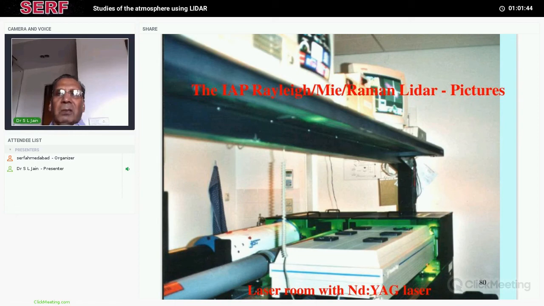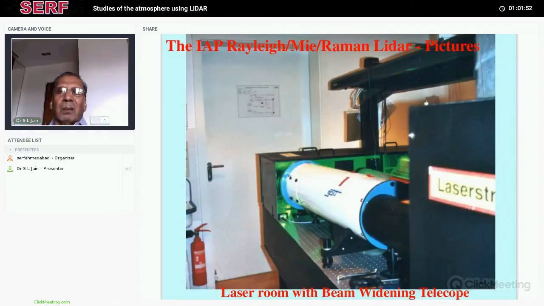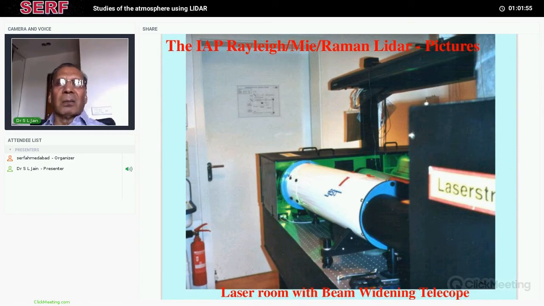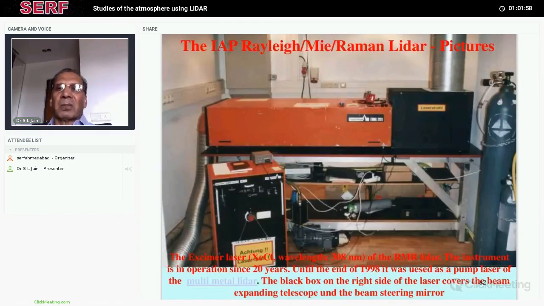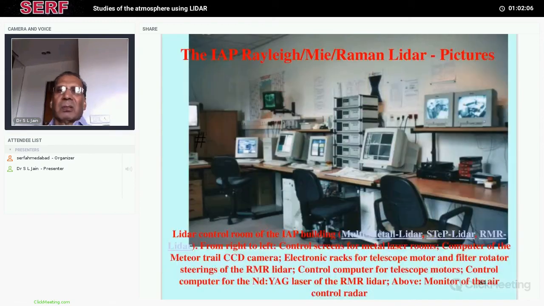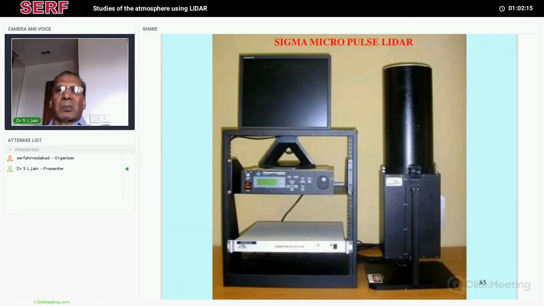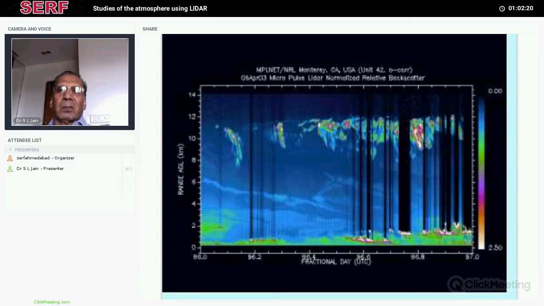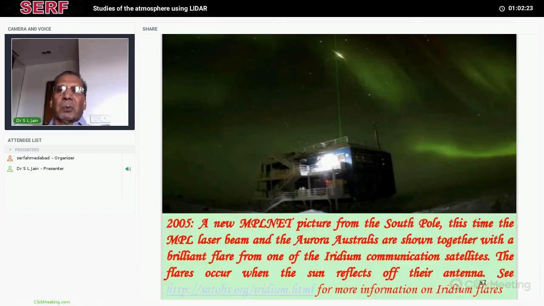This is another very big LIDAR system having the Rayleigh, Mie, and Raman LIDAR system. All three are there. This is again a Rayleigh, Mie, and Raman LIDAR system. This is another view of that same thing. And this is the actual transmission. Another photograph of the Rayleigh, Mie and Raman LIDAR system. Then this is a Sigma company which makes the micropulse LIDAR. These are some photographs of clouds obtained from space.